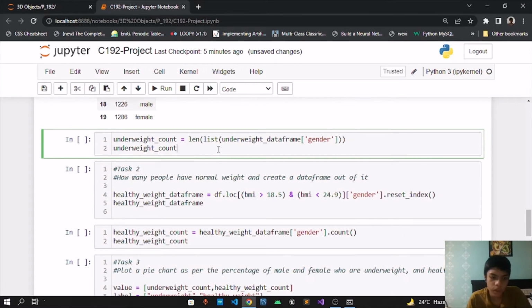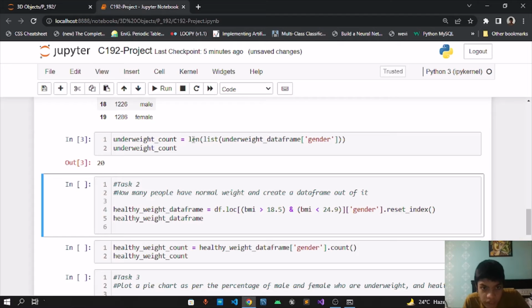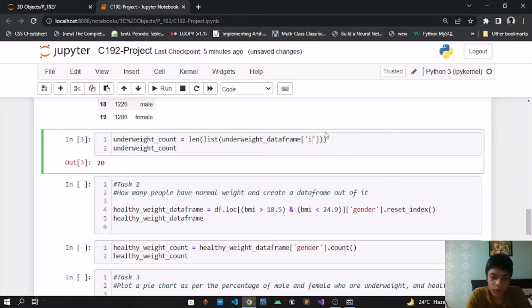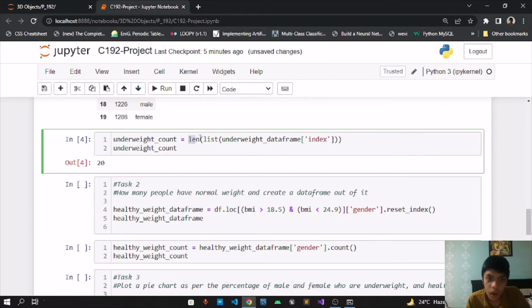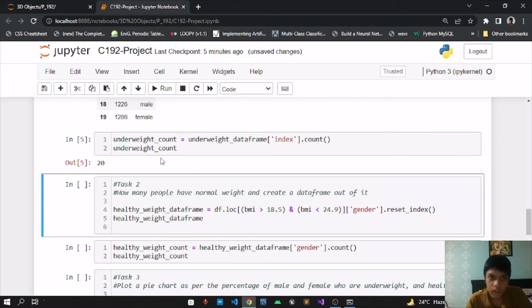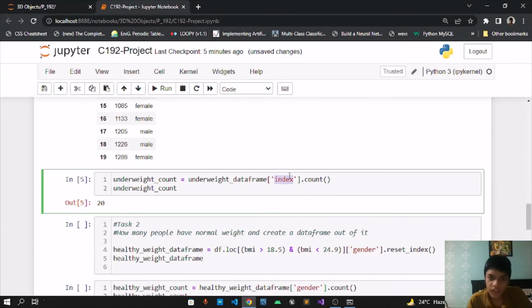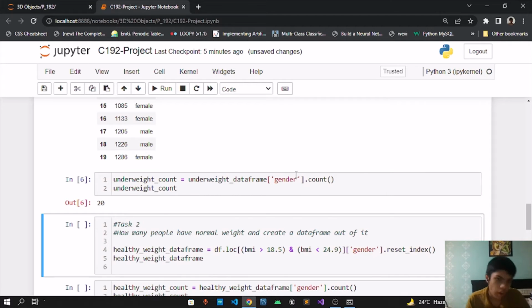So let's do it with this code. Here we are finding the length of the list of the underweight data from gender. We can even do it for the index, and we can even have the count method: underweight data frame index dot count. This will count the number of items here, and we can even do the same for the gender here. So we'll get 20 in all cases.